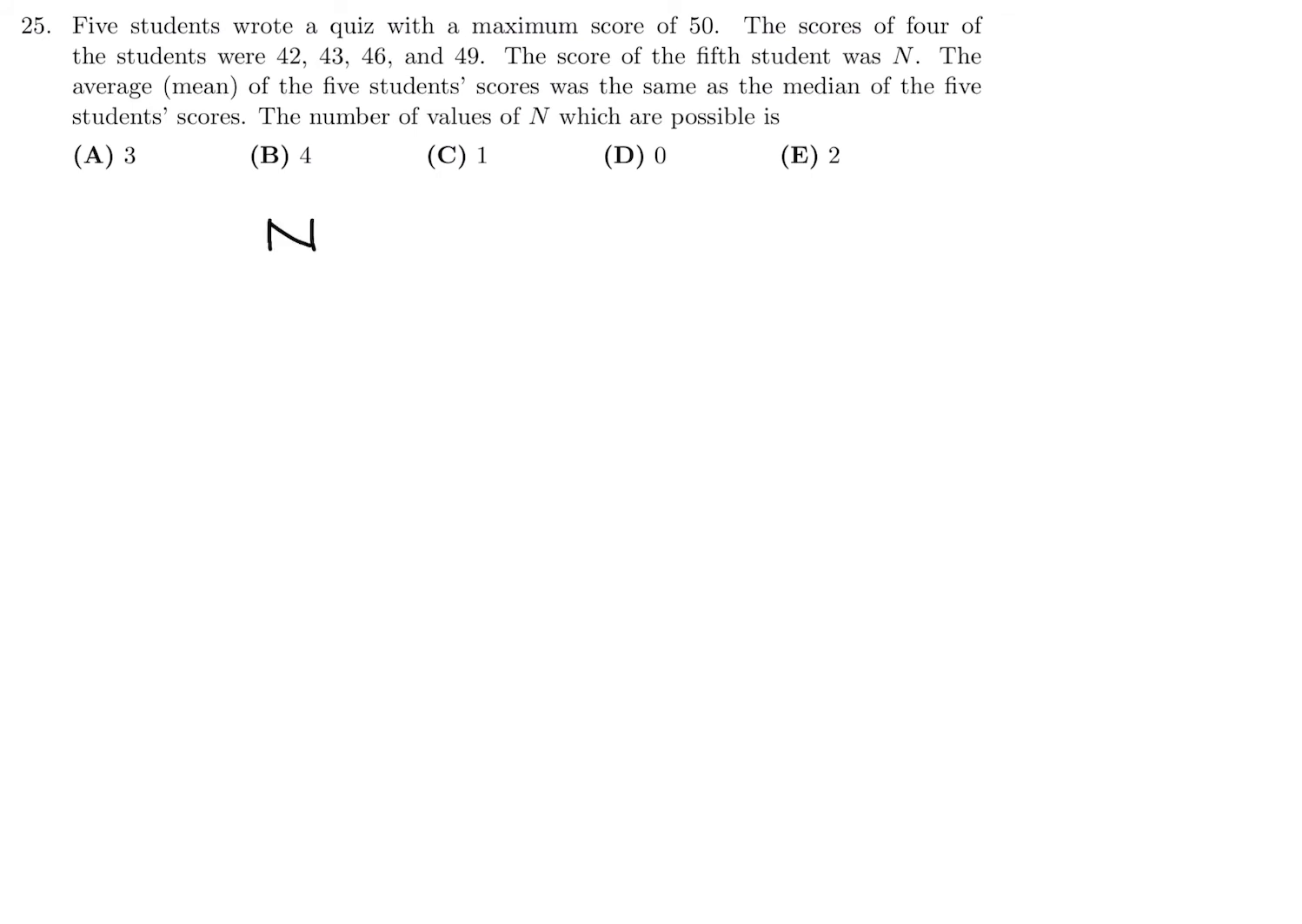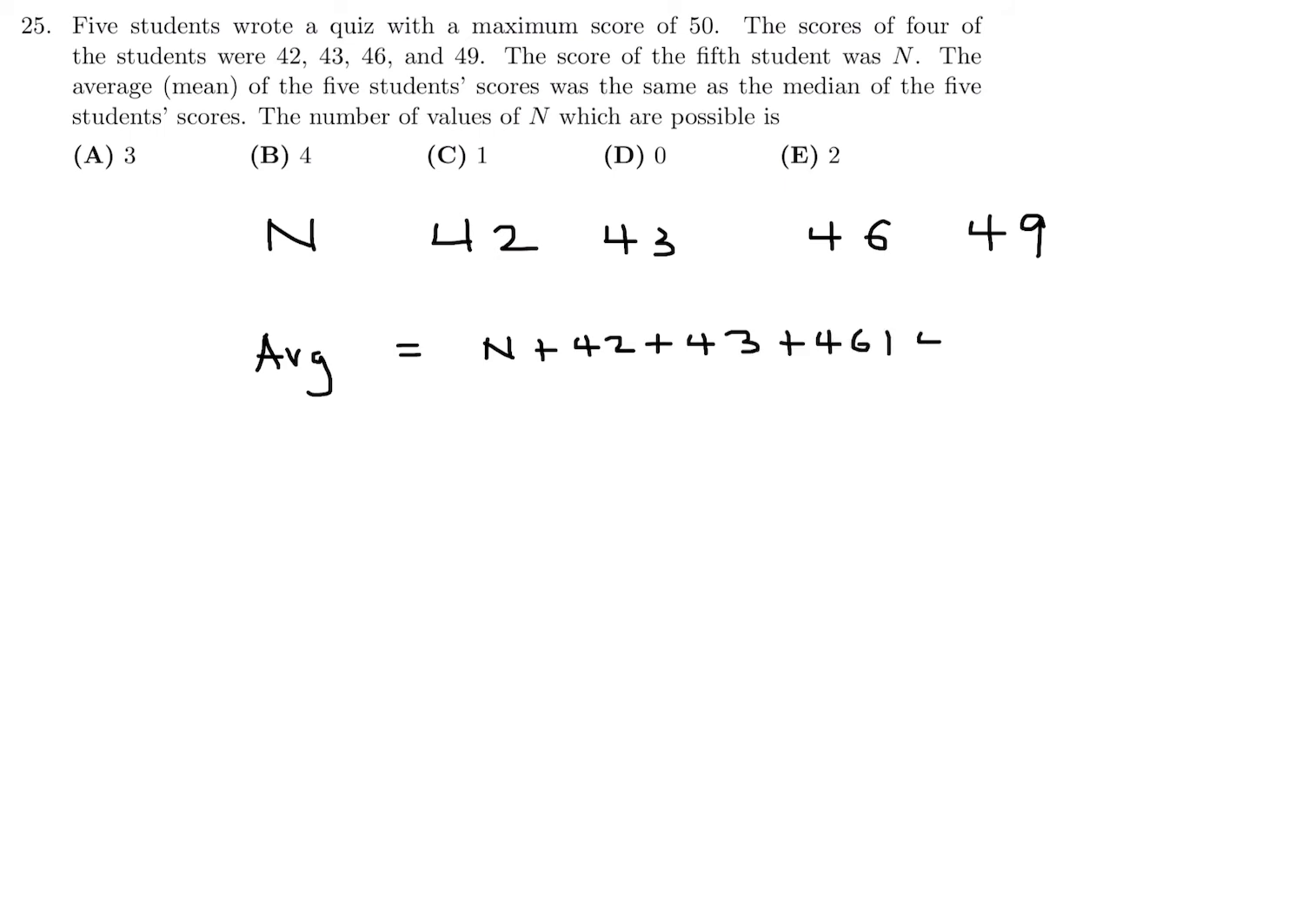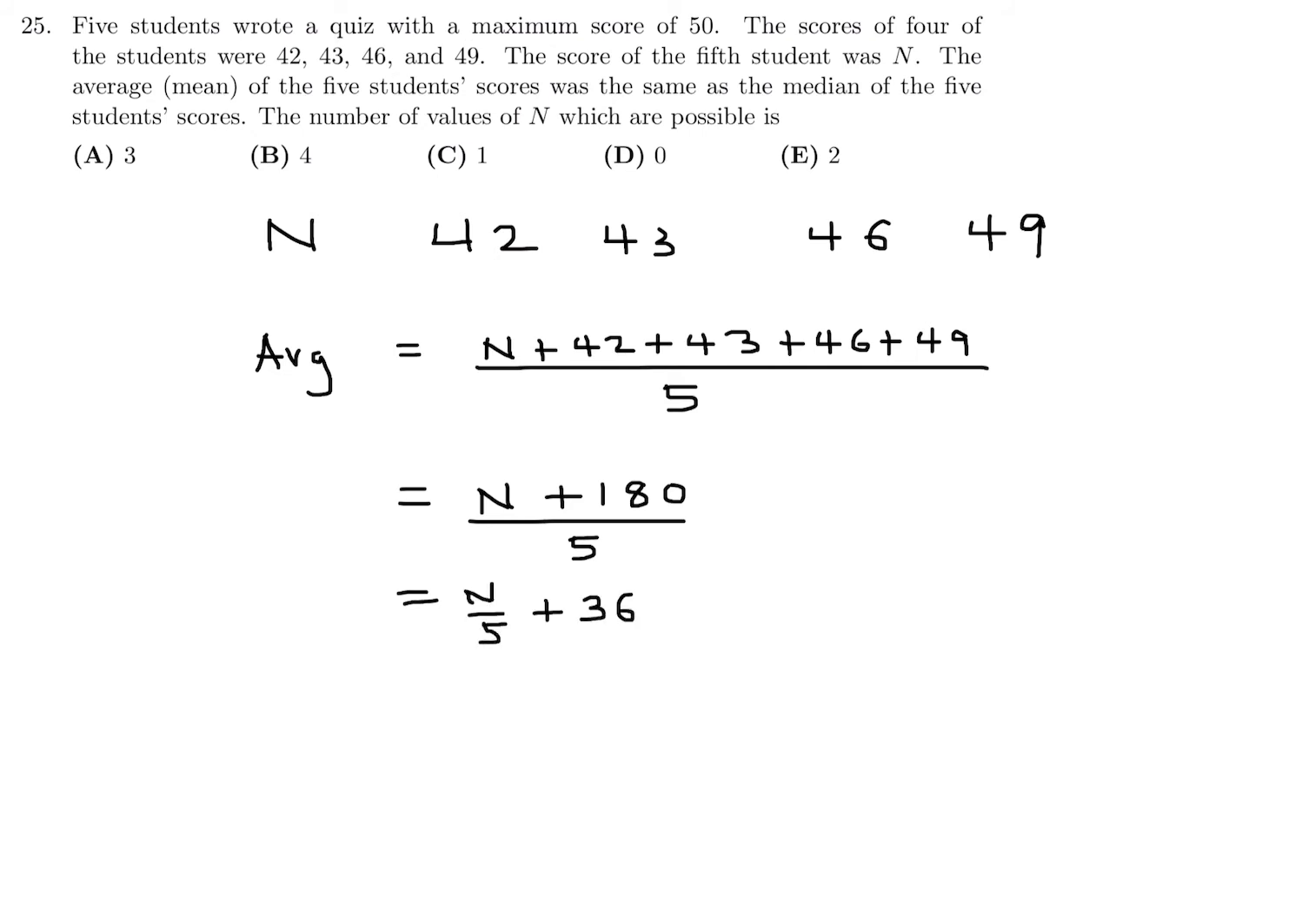So our values for the scores are N, 42, 43, 46, and 49. So our average, or mean rather, either one, is going to be N plus 42 plus 43 plus 46 plus 49, all divided by 5. Okay? And this is N plus 180 over 5, which is basically N over 5 plus 36. And this is our mean, average or mean, whichever word you prefer using. Now, we have to figure out what can N be to make the median also N. So what I do is make a little table. And let's see what we get.